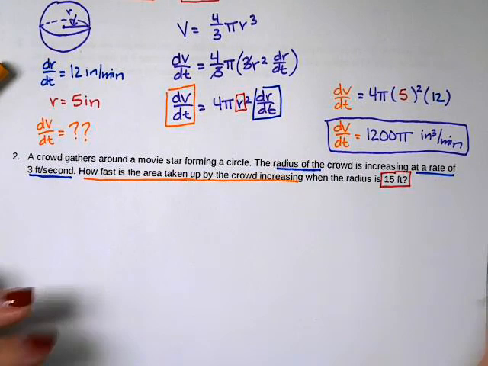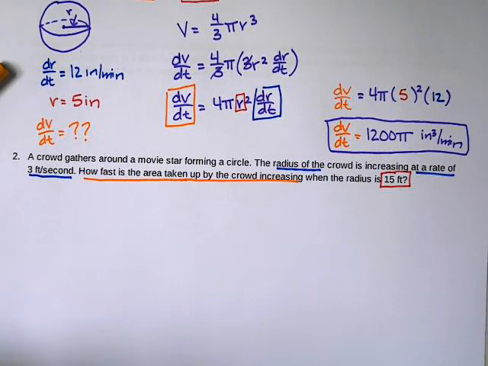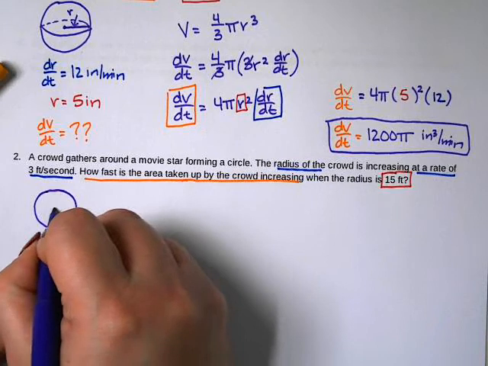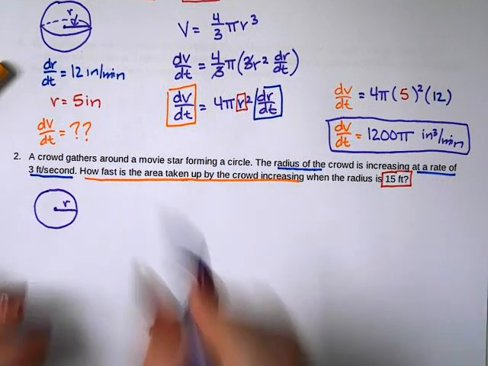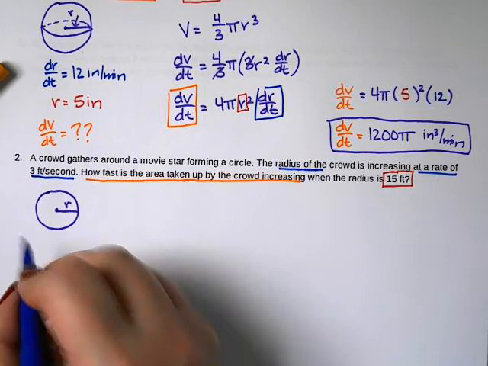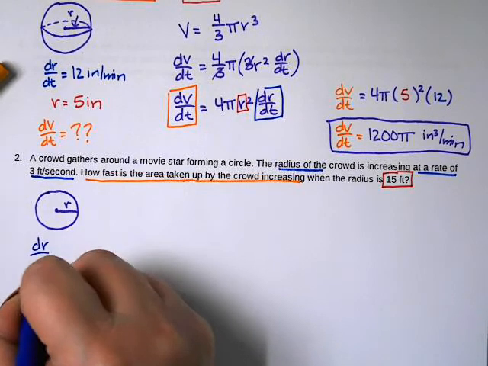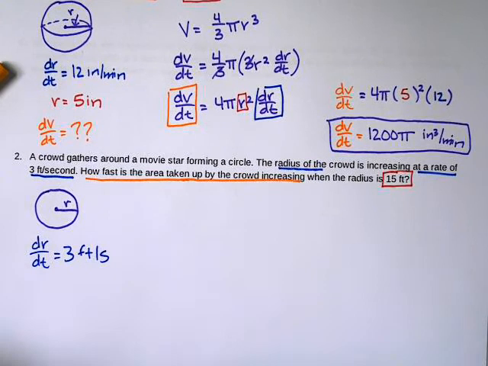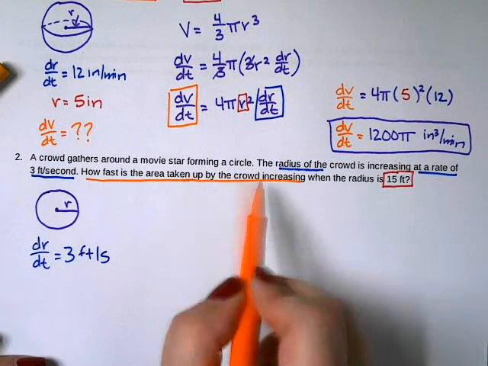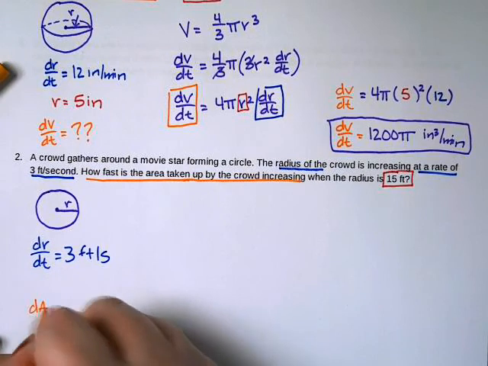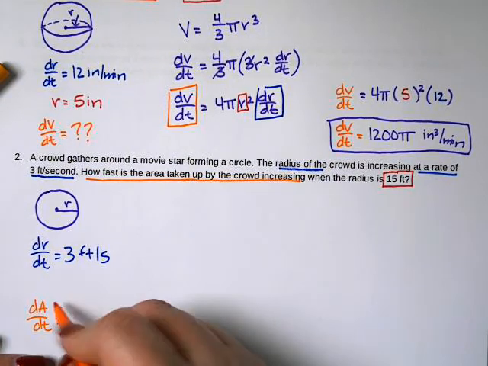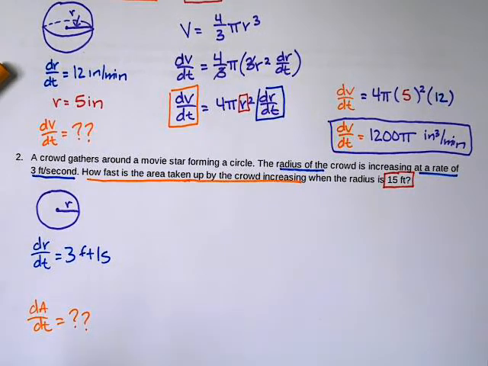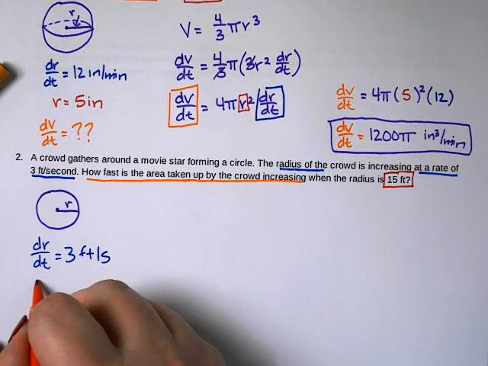So this is very similar to the last one, but now we're talking about a circle. So here's my circle, and I know I've got this radius that we're talking about. So the radius is increasing at a rate of 3 feet per second, means that dr/dt is equal to 3 feet per second. We're looking for how fast the area is increasing, so we're looking for dA/dt, the rate at which the area is changing with respect to time. And we know at this particular instant that the radius is 15 feet.